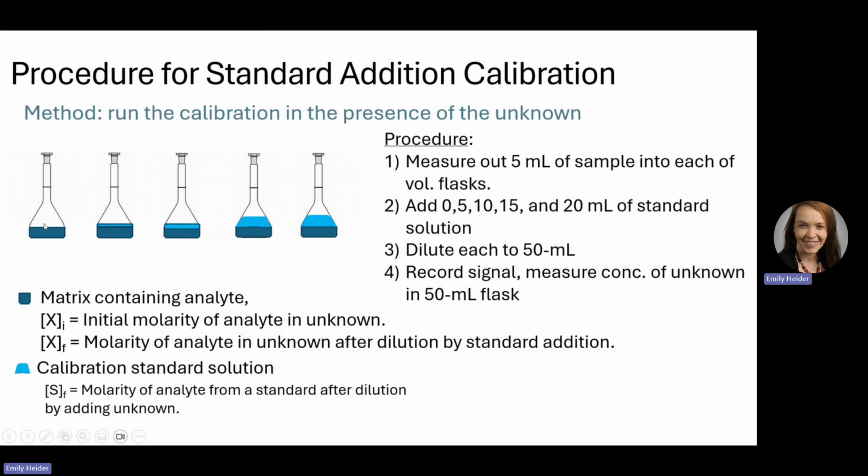The far left volumetric flask has no added standard. The next one over has a tiny bit of added standard. The next one over has a tiny bit more, and a tiny bit more until we have a high concentration standard over here on the right.